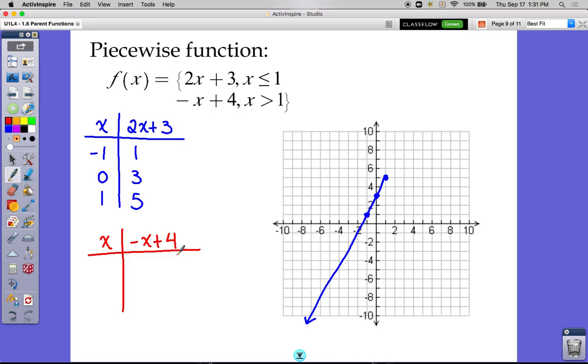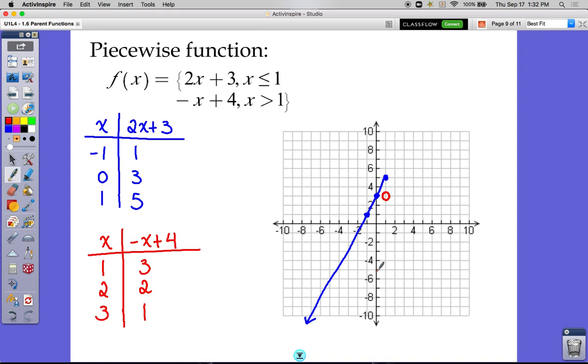This time the values are greater than 1. So 1, 2, 3. Even though it says greater than 1, you should still see what's going on right at 1. Negative of 1 plus 4, so that's -1 plus 4, or 4 minus 1. Negative of 2 plus 4, 4 minus 2, 4 minus 3. So we go to 1, 3. 1, 3. The difference is, this time it cannot be equal to.